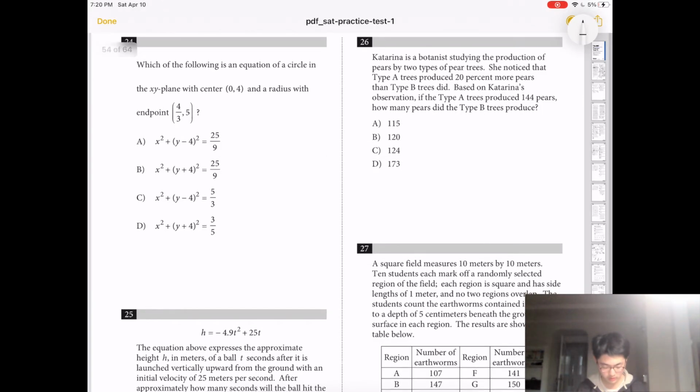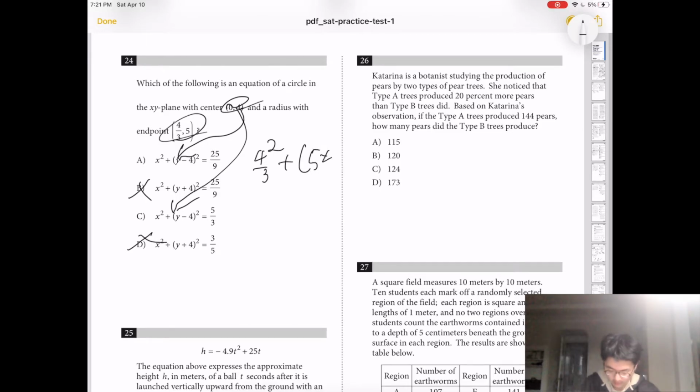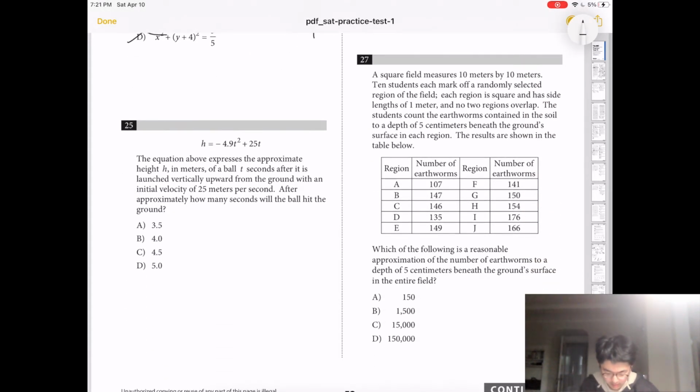And number 24, center at 0.4, so this one and this one wouldn't be correct. We want 4 to go in here and result in 0. And for this one, you just have to plug in the values to find out. So 4 over 3 squared plus 5 minus 4 squared is 25 over 9. So the answer would be A.